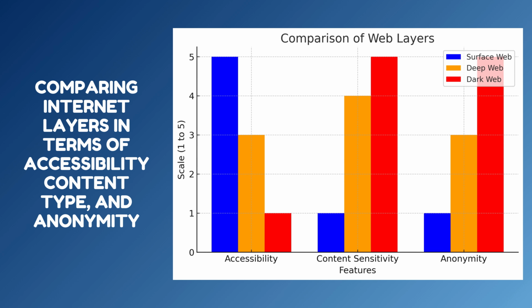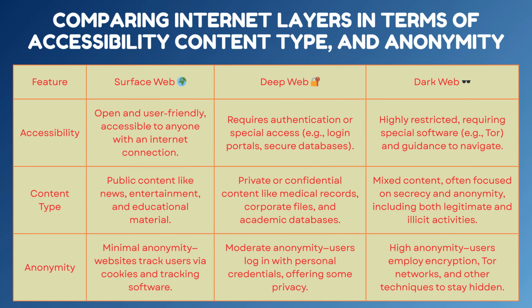Let's delve a little deeper into these layers in terms of accessibility, content type, and anonymity with more details. Accessibility. The surface web is open and user-friendly, accessible to anyone with an internet connection. The deep web requires some form of authentication or special access. Think of private portals, secure logins, or membership-based sites. The dark web is highly restricted. Even if you have the necessary software, finding your way around can be challenging without the proper guidance.